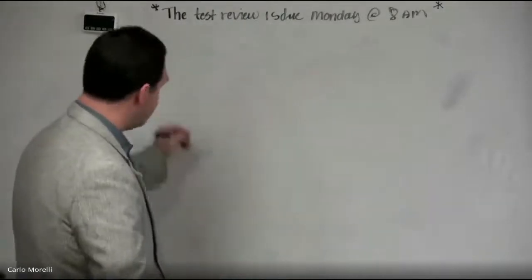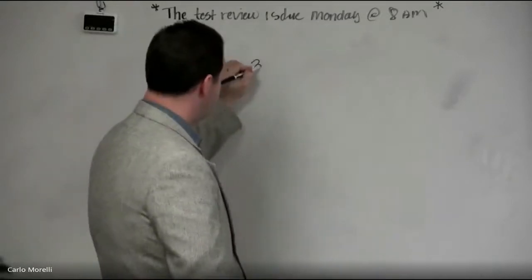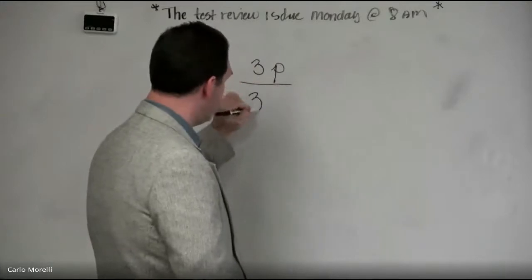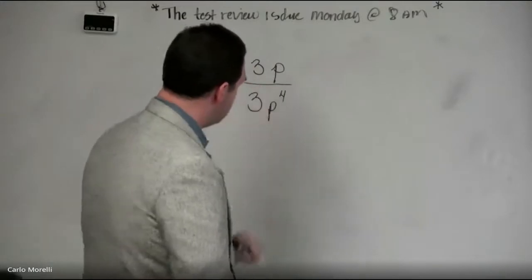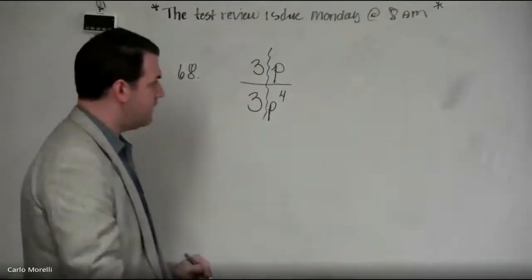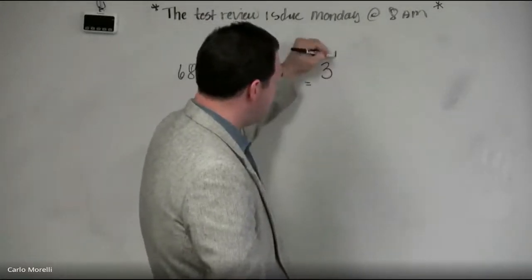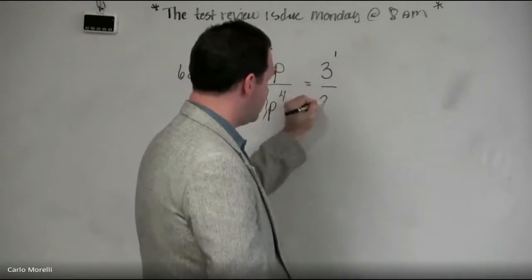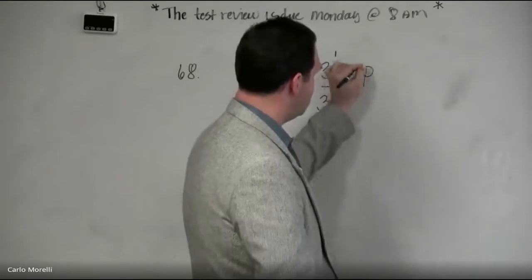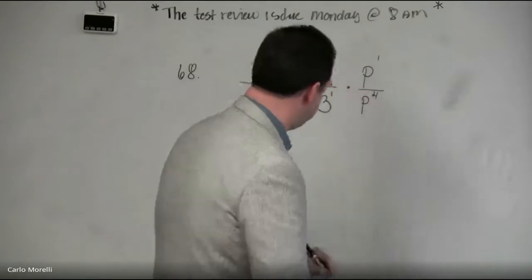Now we're on to number 68. 3p over 3p to the 4th. Once again, I kind of want to break apart the numbers and the letters. So here I've got 3 to the 1st power over 3 to the 1st power times p to the 1st power over p to the 4th power.